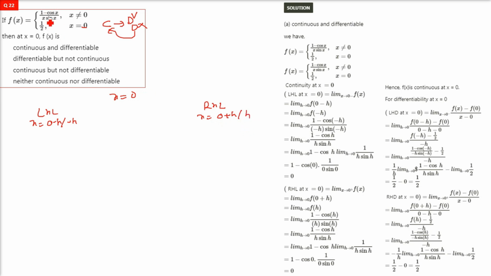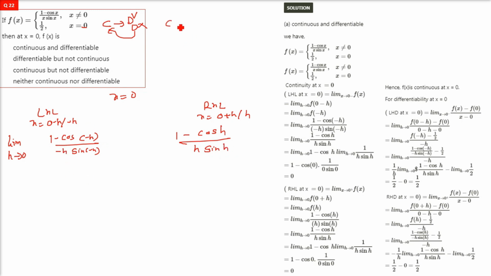And we'll use this function because there are no two different functions for the same side. So limit h tends to 0 of (1 minus cos x) by (x sin x). This becomes 1 minus cos of minus h, divided by x, which is minus h, times sin of minus h. On the right side, the same thing: 1 minus cos h divided by h sin h.